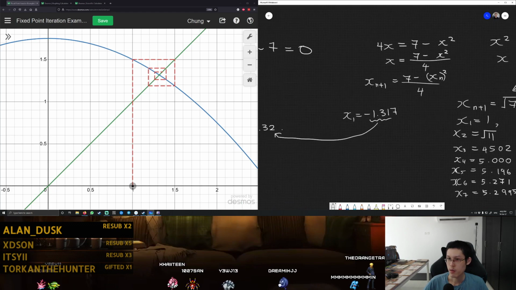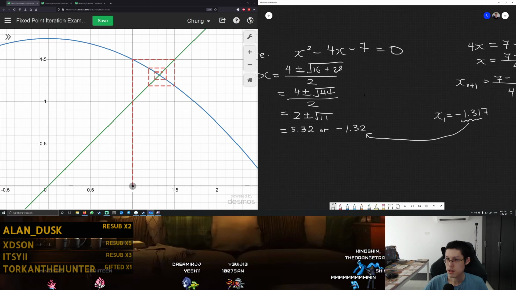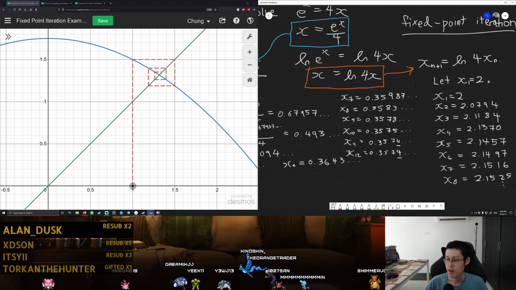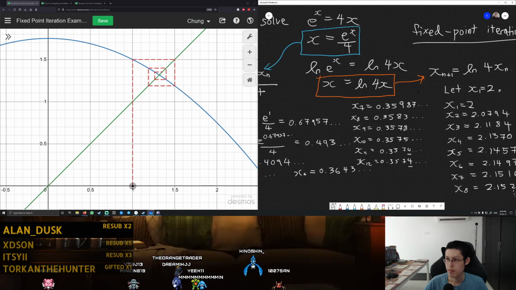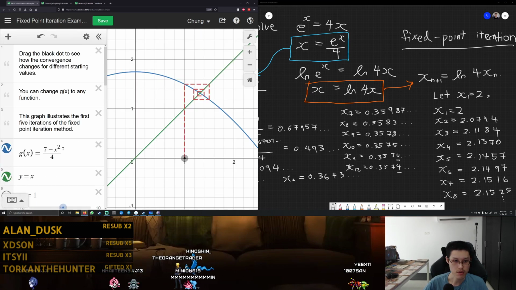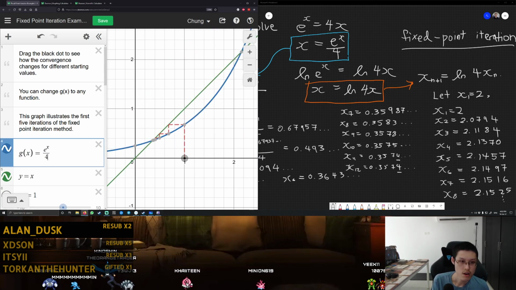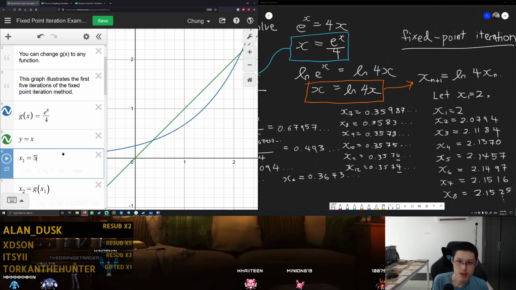And what about the part where it diverges? Where was the equation that diverged when we tried to do it? I think it was this one. Yep, this one. If we choose this one and pick x as 5 or 6, it's going to explode. So I'm going to show you what that looks like. If we do e to the power of x over 4, and if we choose x is 1, you can see it converges nicely. But if we choose x is, let's say, 5.